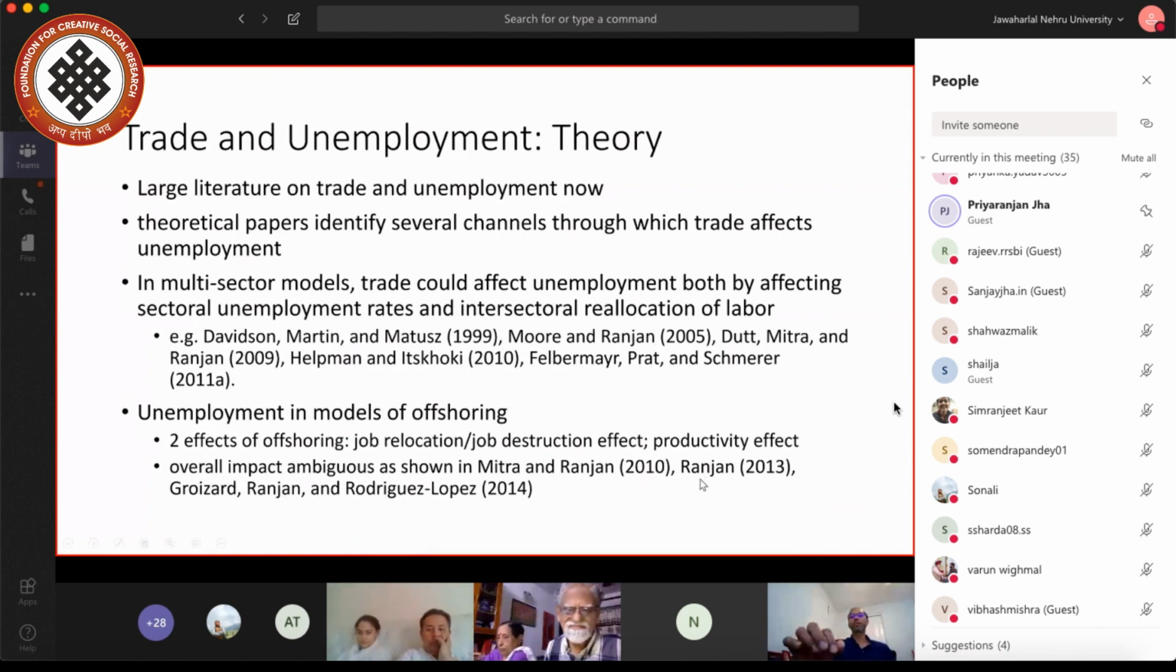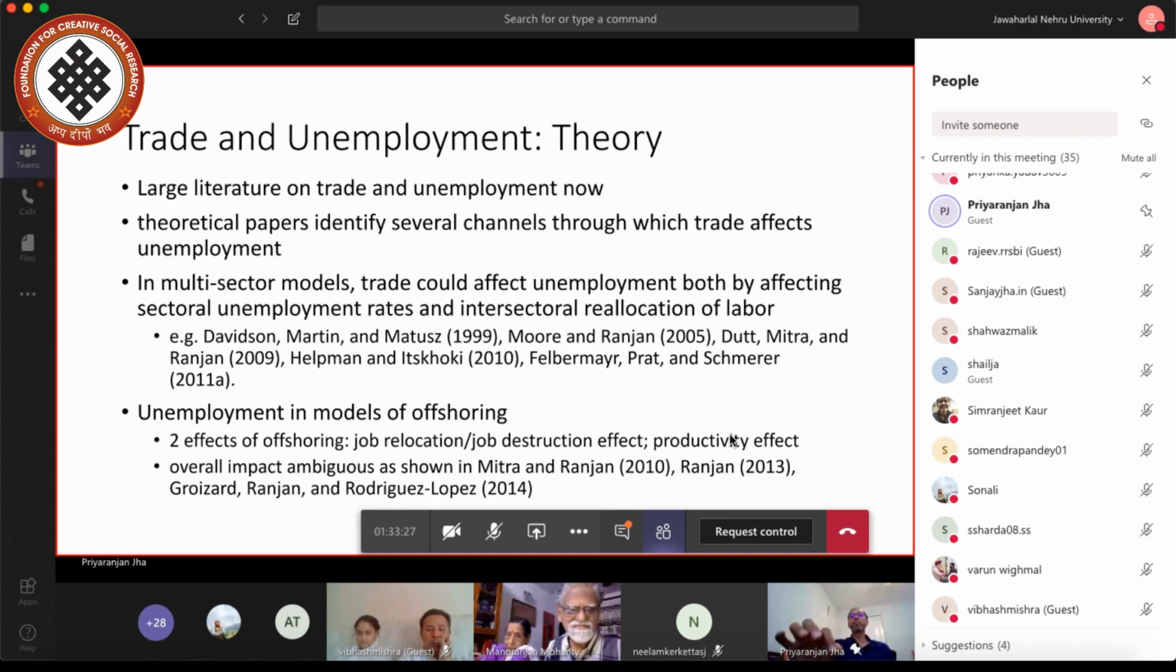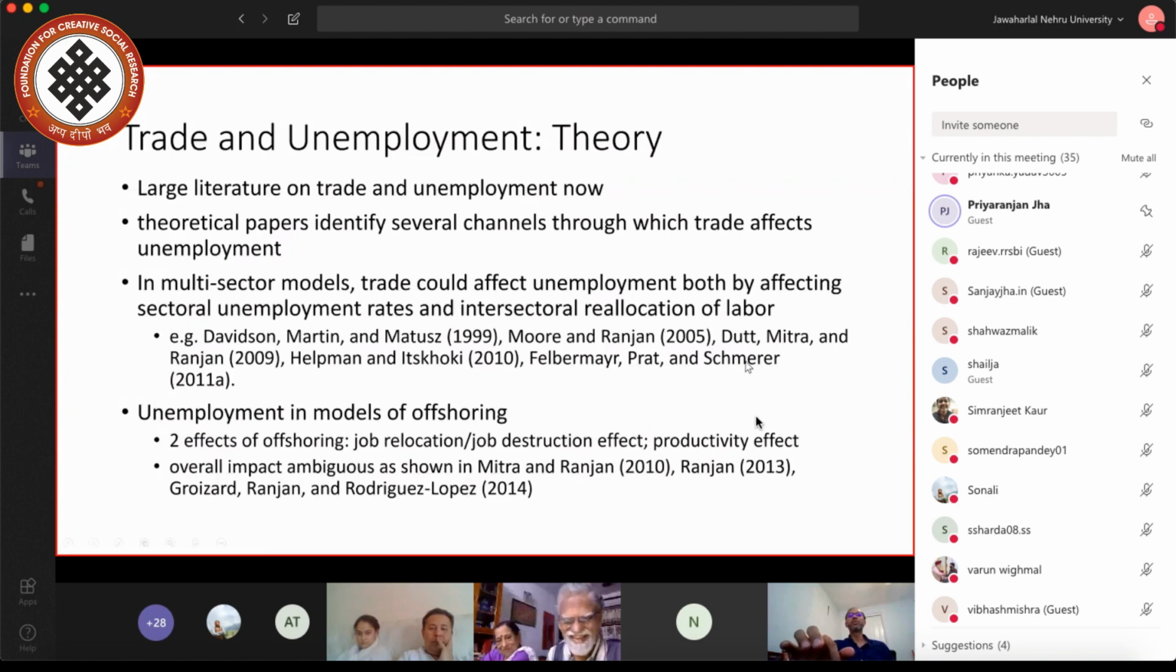I changed my name a little bit a couple of years back. I added Jha in my name. Earlier it was just Priyaranjan, and that's a long story. I can tell you later at different times. So all these papers have Ranjan listed as my last name.